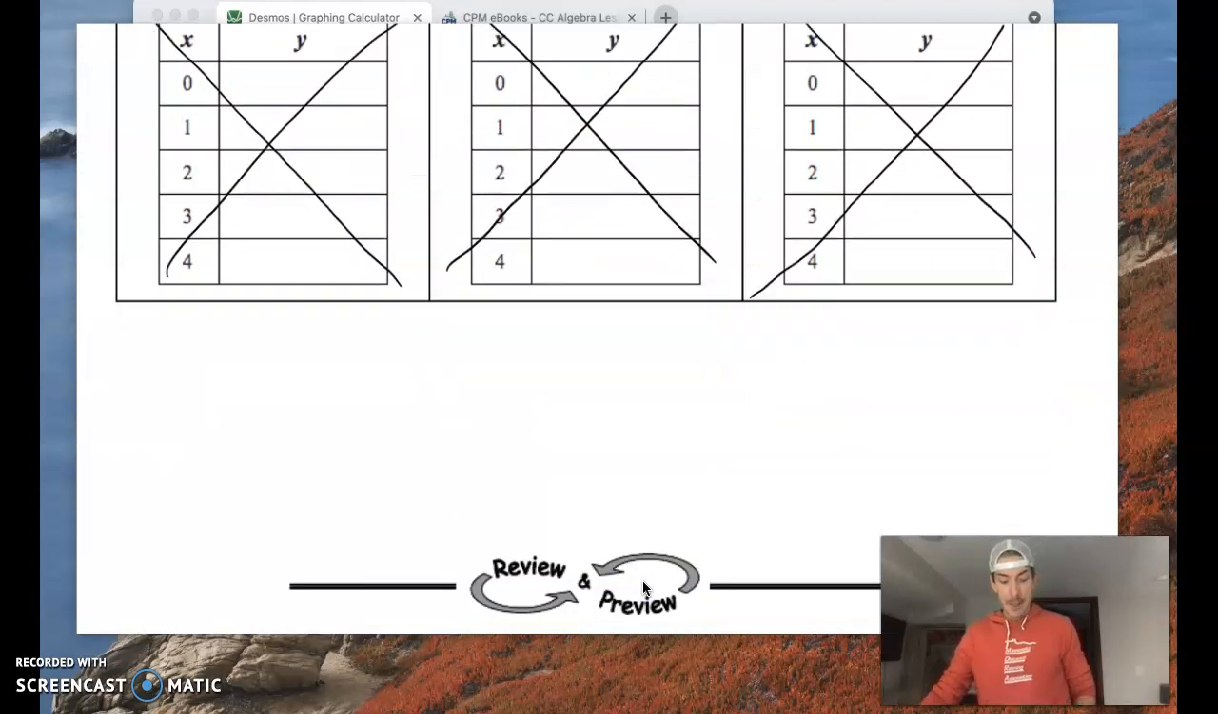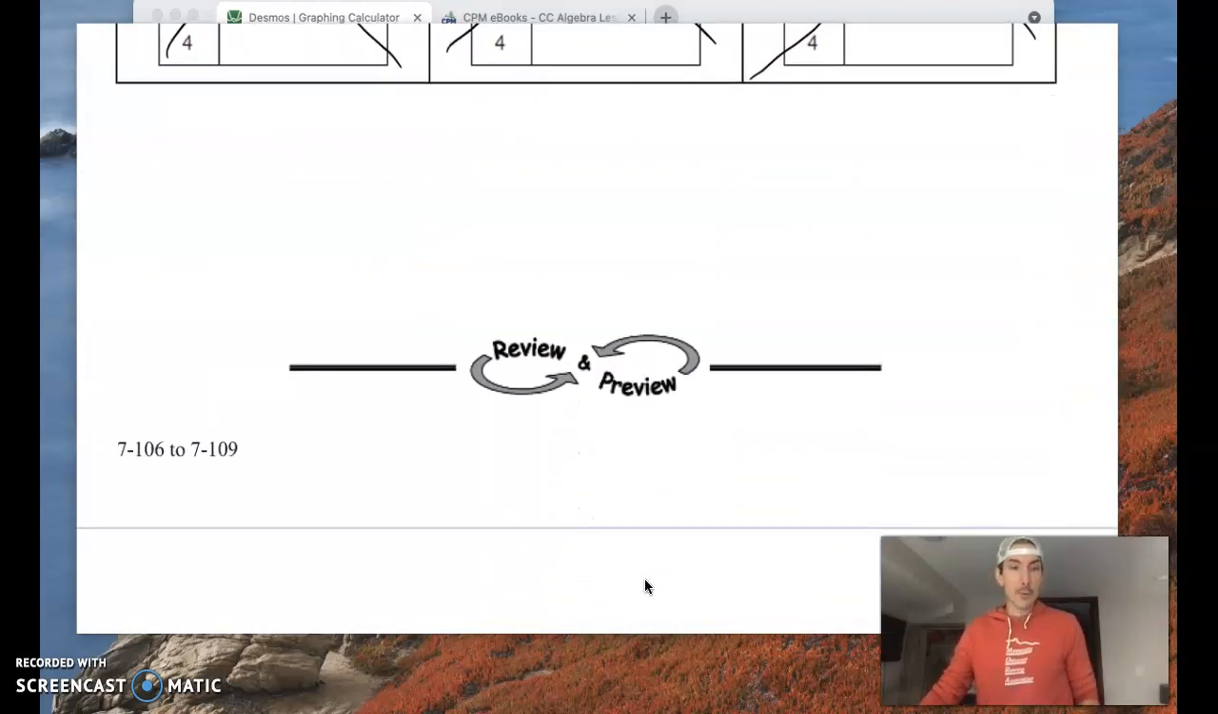Ladies and gentlemen, we've got a couple review preview problems, just 1, 2, 3, 4 of them. Give all these a shot so you know what questions you have.